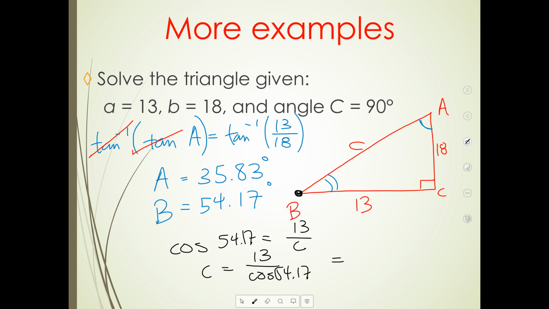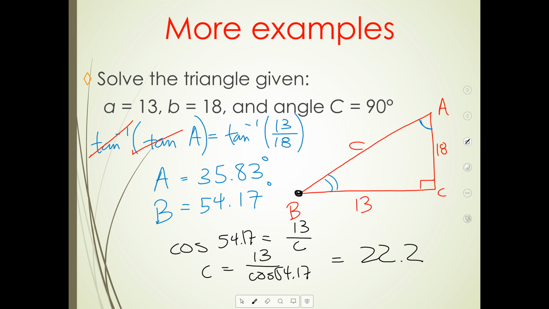22.2, can somebody confirm? How do you write that in a calculator? 13 divided by the cosine of 54.17. Yes? 22.2? Okay, good. This is not degrees because it's a side length. And I didn't give you units, so you're good to go.